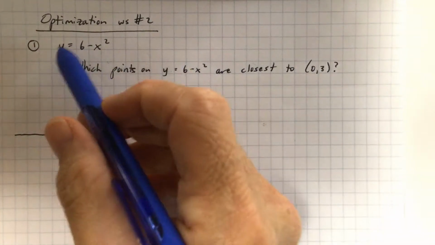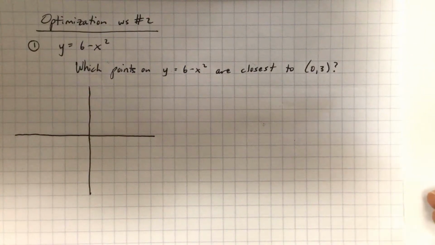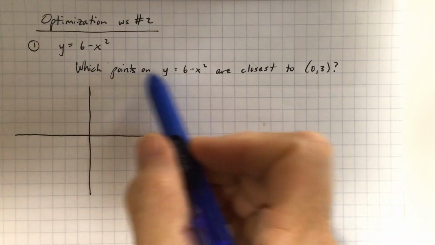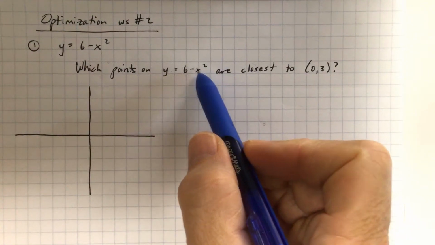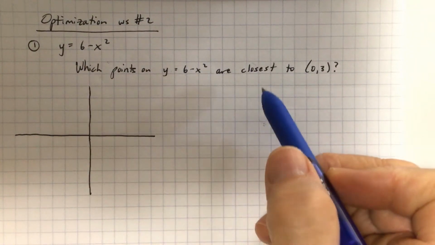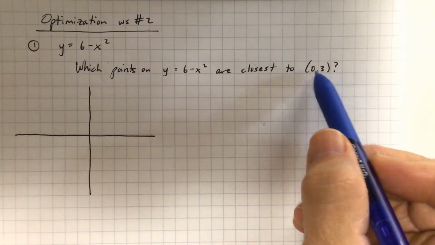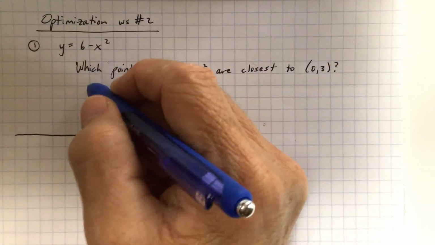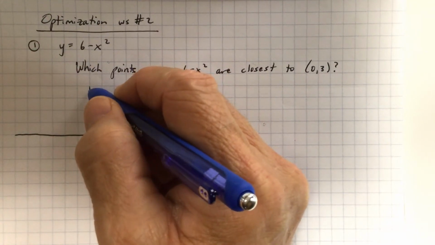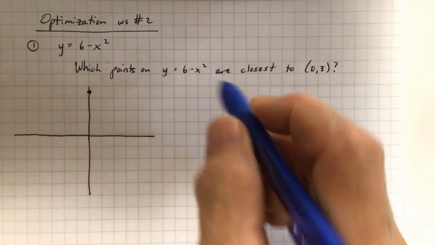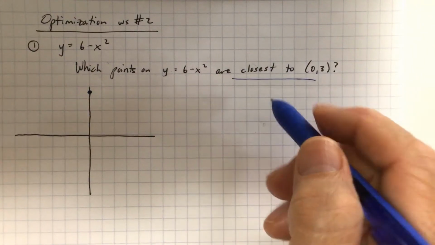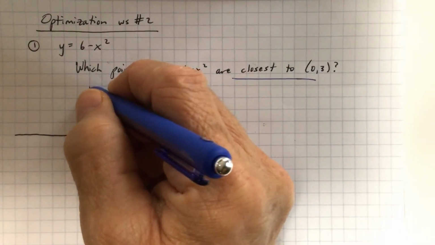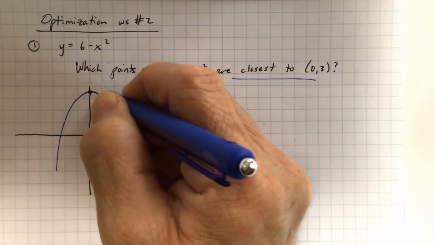So for problem number 1 on optimization worksheet number 2, we're trying to find the points on the parabola, the function y equals 6 minus x squared, that are closest to the point 0, 3. And it's really helpful in optimization problems like these to figure out what we're trying to find. So first of all, we want to draw a picture of the situation.